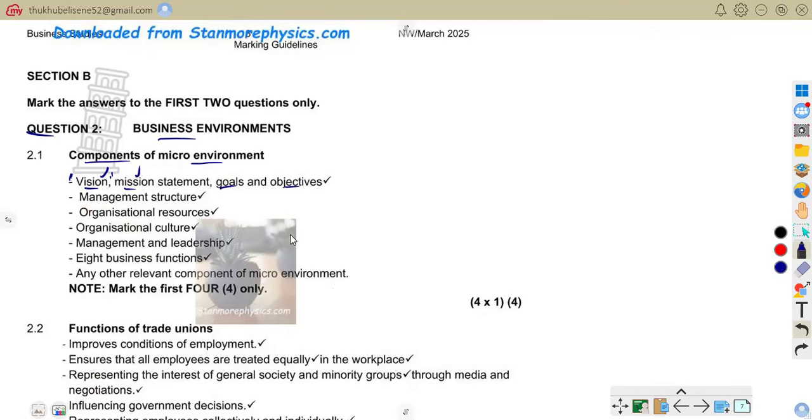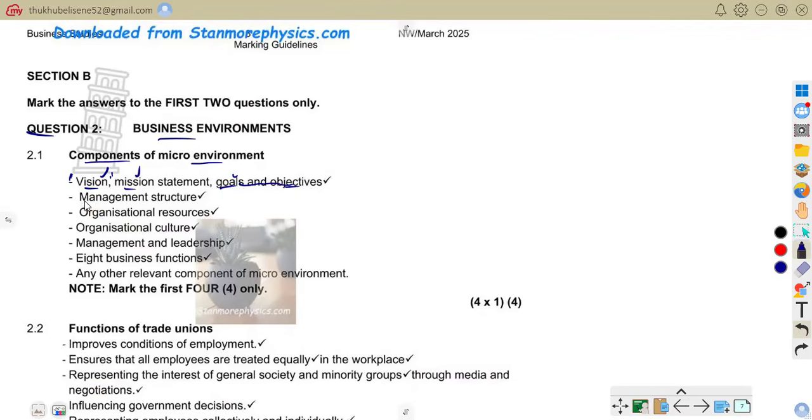For example, a restaurant's mission may be to provide affordable and quality meals to customers. That is that. Now we have goals, good people. We have goals and objectives. These are specific targets the business wants to achieve within a certain time. For example, a business may set the goal to increase sales by 15% within 1 year. That is what you're talking about when you're talking about goals and objectives.